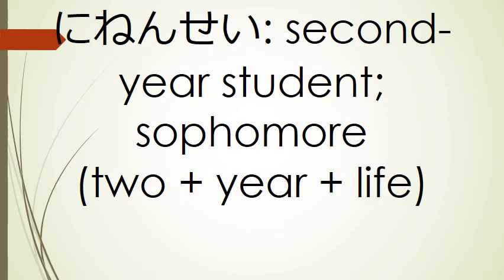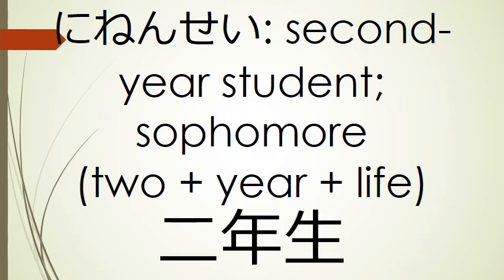Our final word is ninensei, second year student or sophomore. To write this word, we're going to take the kanji for two, the kanji for year, and the kanji for life. Ninensei.